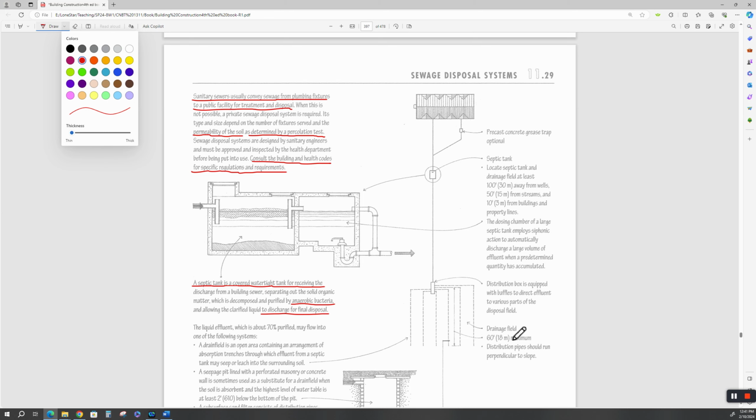He's got one over here where it's a 60-foot maximum distribution pipe should run perpendicular to the slope. Well, no kidding, because it's all gravity flow. All right. He's got a distribution box, and here's your septic tank, and here's your grease trap up here.